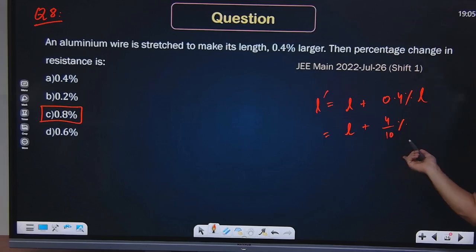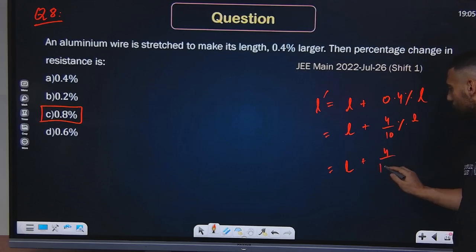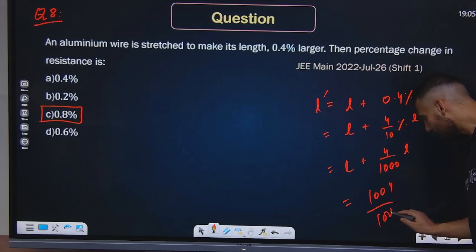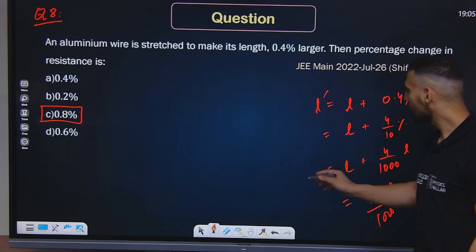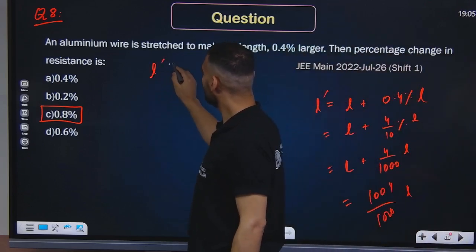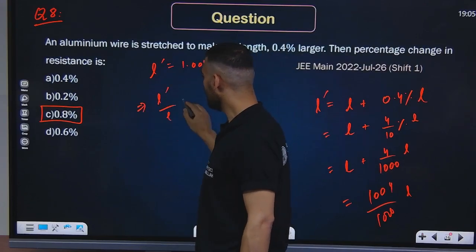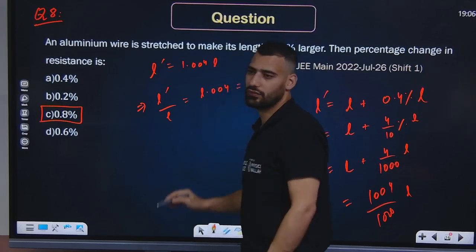Now tell me, is it 104? This is 4 by 1000, isn't it? So it is 1004 by 1000 L. In no way is it 100.4. So what is L dash? 1.004 times L. Therefore, L dash by L is equal to 1.004. So this is n. We found the value of n.